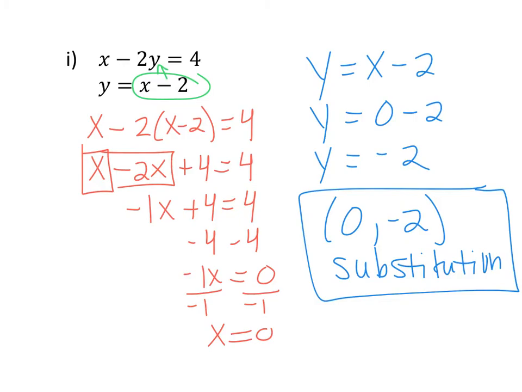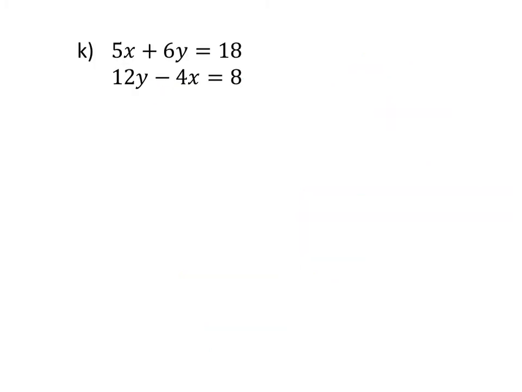Let's do one more. Let's take a look at k. Okay, we have, for our first equation, 5x plus 6y equals 18. And then we have 12y minus 4x equals 8. Take a moment and look at those equations. Something's off about them. Do you see it? We have x, then y in the first equation, and y, then x in the second equation. Remember, you need your x's and your y's and your constants lined up.